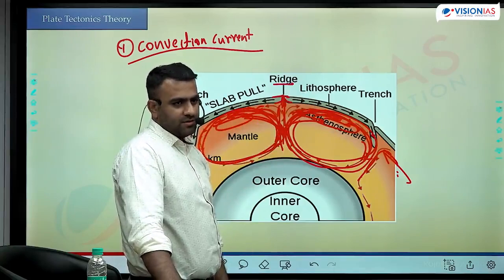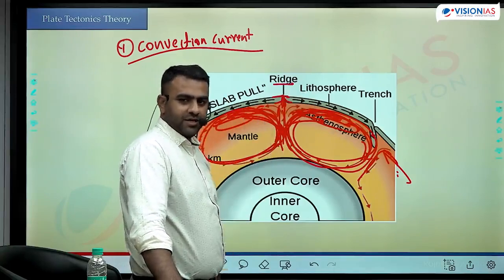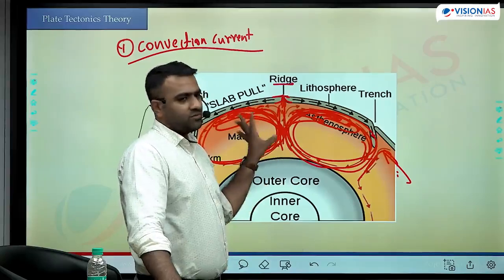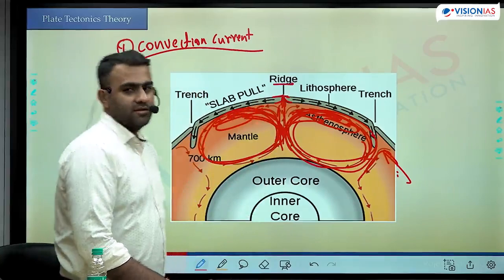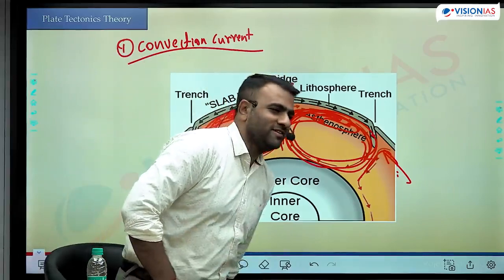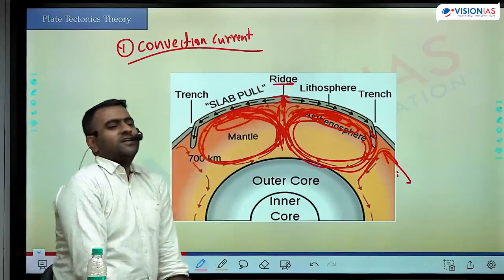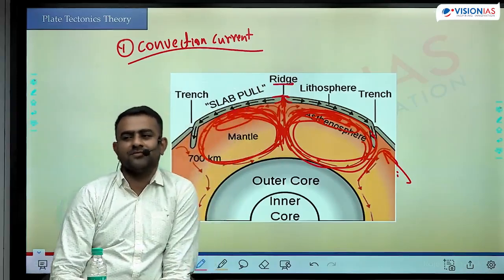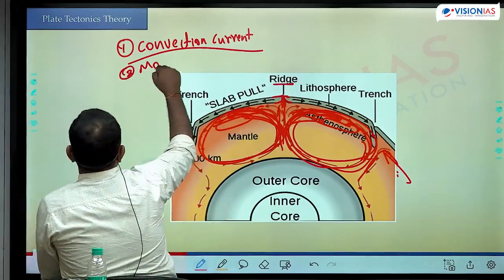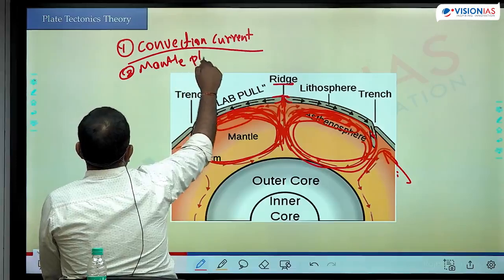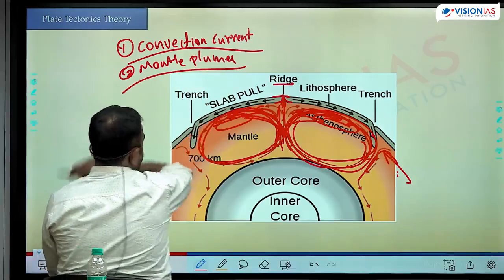Is that right? Major reason तो convection current ही है. इसी की वजह से major movement चल रहा है. ऐसे मानते हैं. कोई देखा तो नहीं. Okay, it is widely accepted, this convection current theory. Second one is mantle plumes. What are mantle plumes?